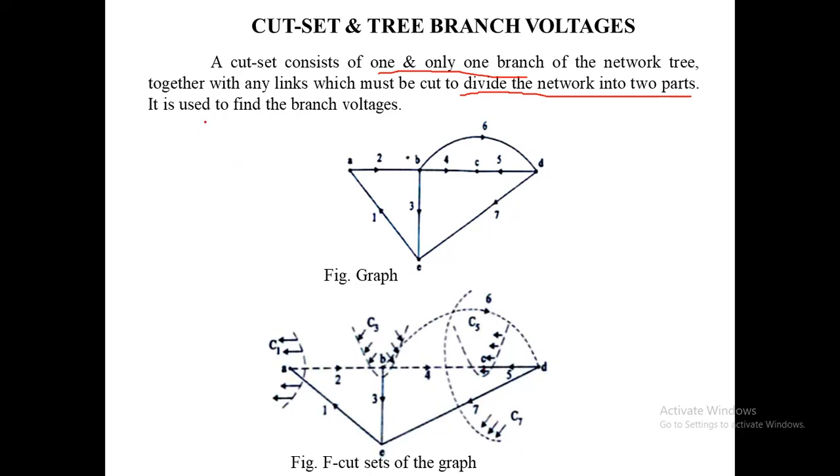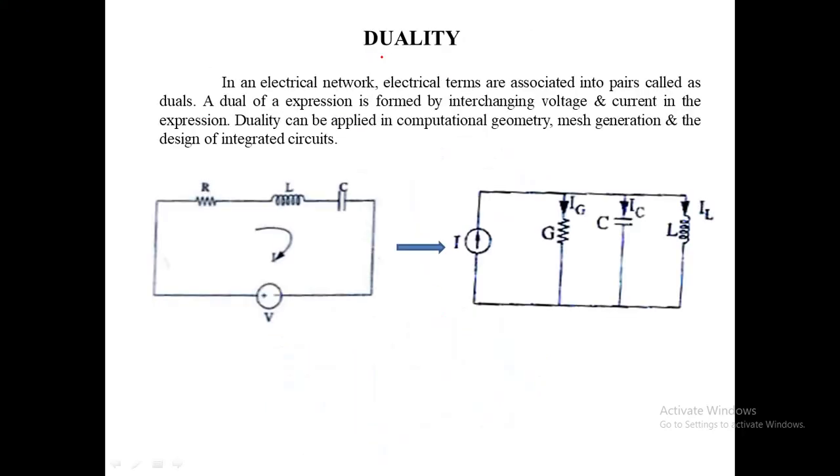Then it is used to find the branch voltage. Next topic is duality. In an electrical network, electrical terms are associated into pairs called duals. The dual of an expression is formed by interchanging voltage and current in the expression.